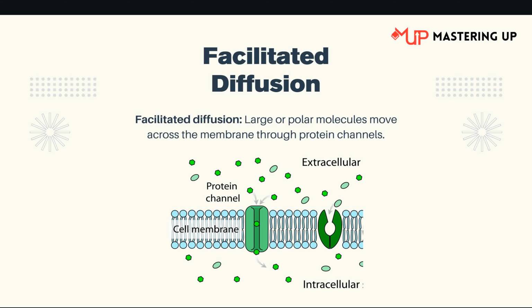Facilitated diffusion, on the other hand, allows larger or polar molecules such as glucose to pass through the membrane with the help of specialized proteins embedded in the membrane. In the illustration, you can see protein channels embedded in the lipid bilayer. Through these channels, the molecules are transported into the cytoplasmic region of the cell.